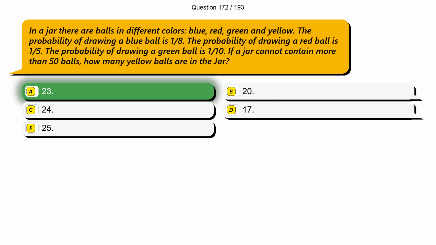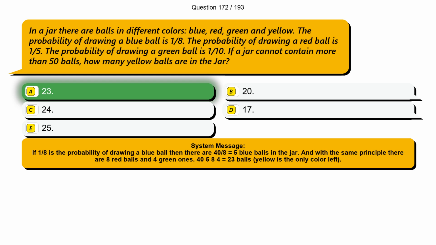The correct answer is option A, 23. If 1/8 is the probability of drawing a blue ball, then there are 40 = 5 blue balls in the jar. And with the same principle there are 8 red balls and 4 green ones. 40 - 17 equals 23 balls, yellow is the only color left.